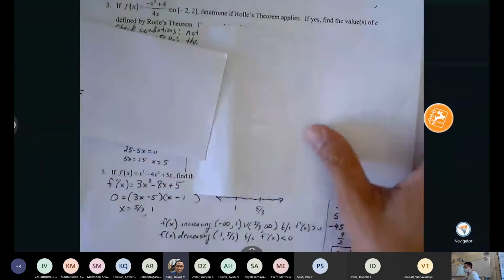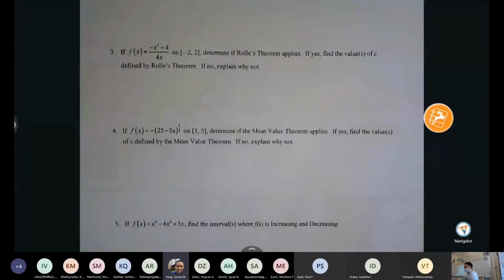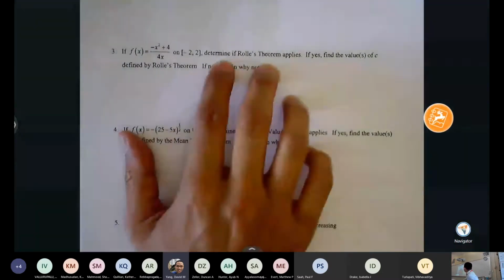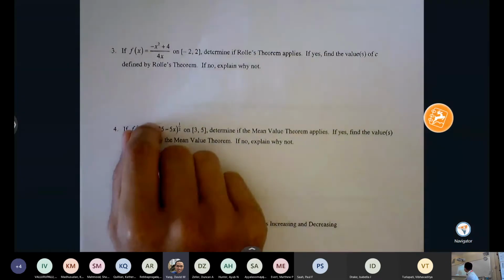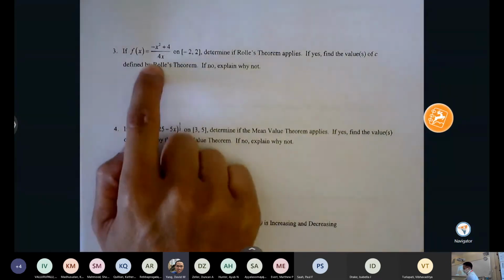Okay, so let's walk through number 3 here. All right, Rolle's theorem. We have to confirm our conditions are good to go. Are we looking at a polynomial here?